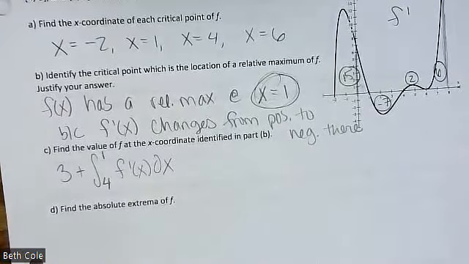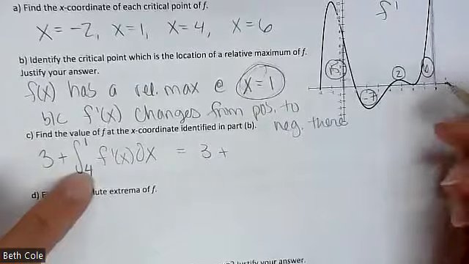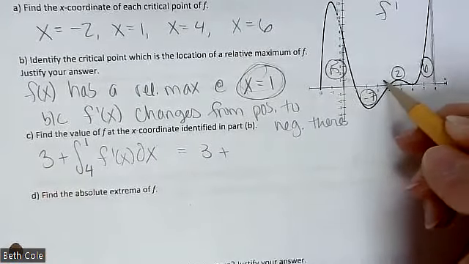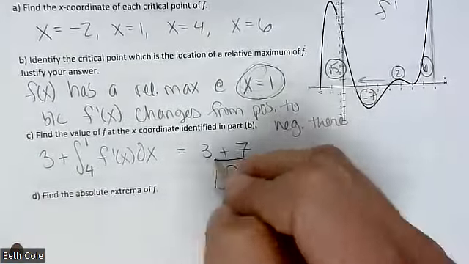Now the answer is really easy. You just go back to your graph. It's going to be 3 plus, now we want to accumulate from 4 to 1. From 4 to 1, you're going backwards. So it's +7, and yeah, 3 plus 7 is 10.